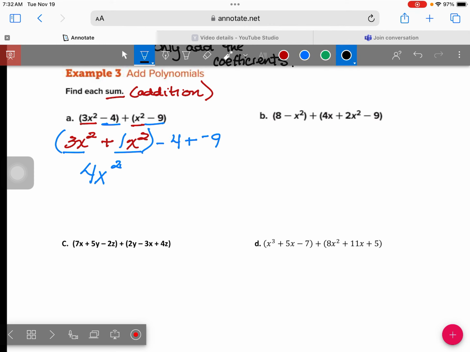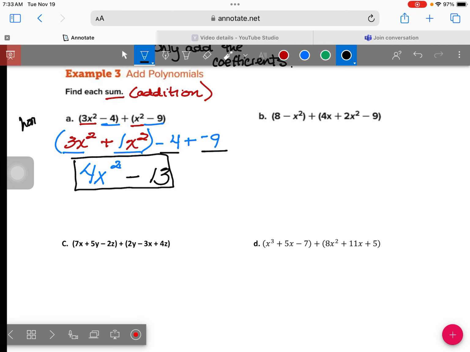And then, looking at our constants, -4 plus -9 gives me a total of -13. I don't have any more x squareds. I don't have any other constants. So this is your final answer. This is doing it horizontally. All right? Putting together your like terms that have the same x squared or x at the end.